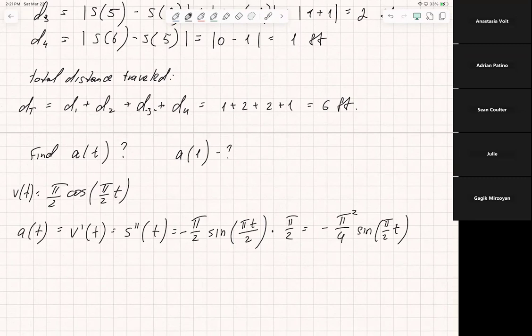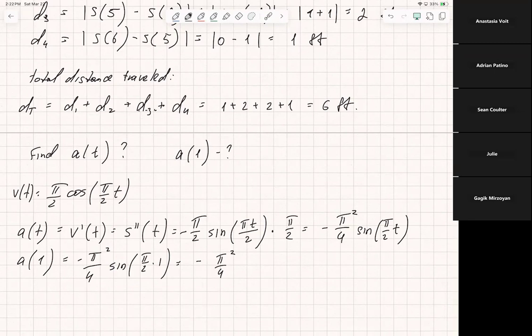Now, after 1 second, a of 1, we have negative pi squared over 4 sine of pi over 2 times 1. So sine pi over 2 is 1, so we have negative pi squared over 4. Okay, so this is our acceleration after 1 second. Okay?